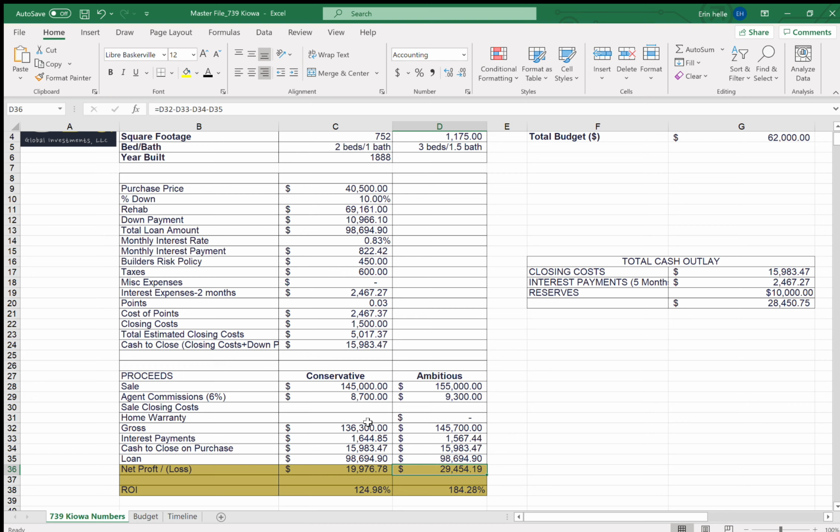There's a little bit of wiggle room in there, a little bit of a buffer, because we don't know if the buyer is going to ask us for a home warranty or ask us for any sort of concessions in the end. So that's a total return on investment somewhere between 124% and 184%, which is amazing considering that we're going to make close to $20,000, maybe even $30,000, but we only put $15,000 down. So that's pretty awesome. So I'm going to go through the budget with you.